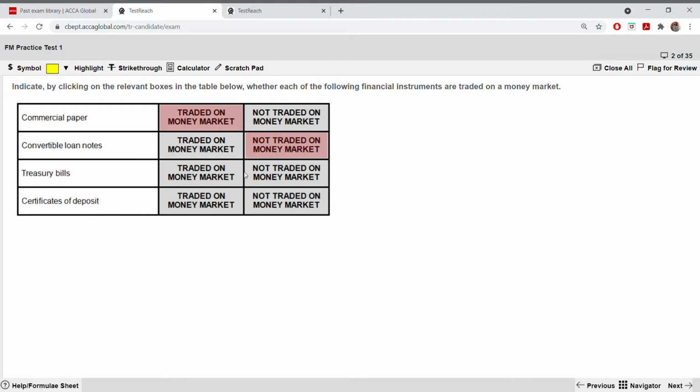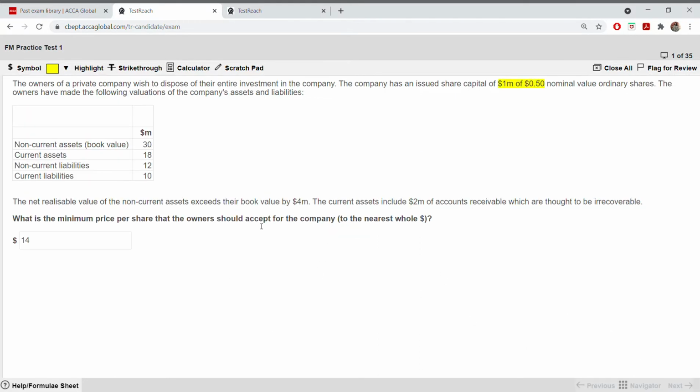Treasury bill. Yes, money market. Certificate of deposit. Money market. Okay. So if you see, some questions take less time, some take more. Like if you go to this one, it takes more time compared to the second one. Why? Because you have to do some calculations there. Here you just have to click.